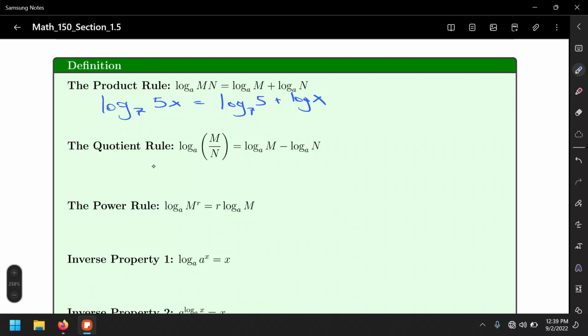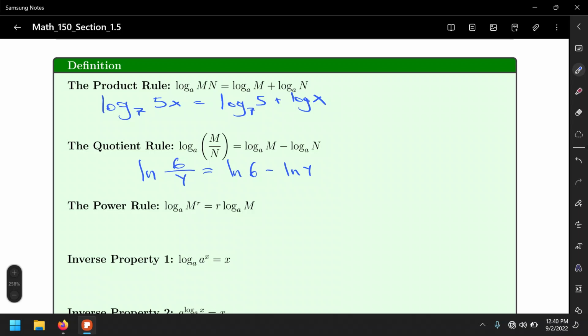The quotient rule. This time I'm going to use ln. ln of 6 over y. Well, the quotient is written as a difference. In this case, ln of 6 minus ln of y.